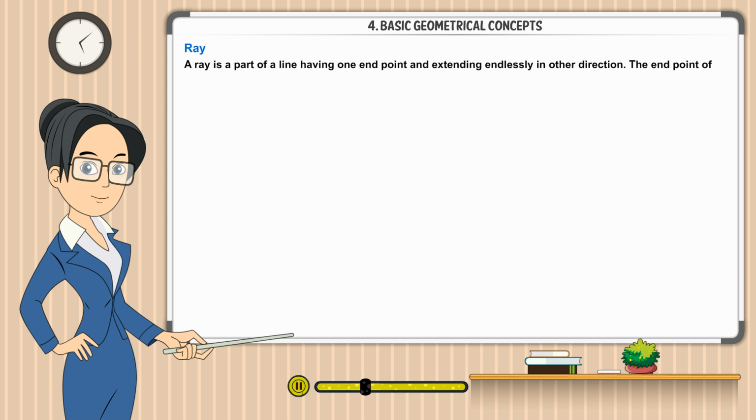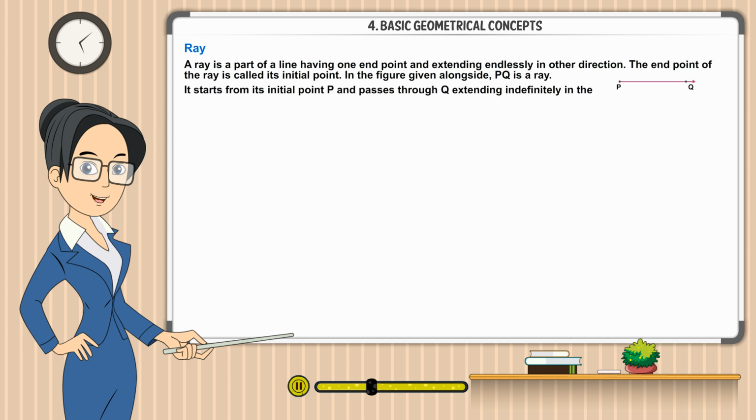Ray. A ray is a part of a line having one endpoint and extending endlessly in the other direction. The endpoint of the ray is called its initial point. In the figure given alongside, PQ is a ray. It starts from its initial point P and passes through Q, extending indefinitely in the direction of Q. PQ and QP are not the same rays. They are 2 different rays.